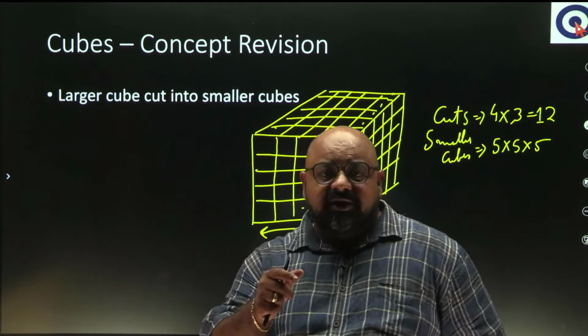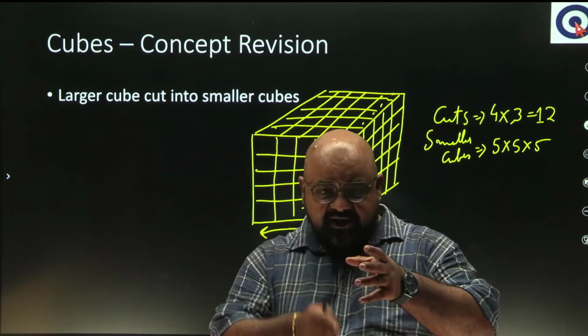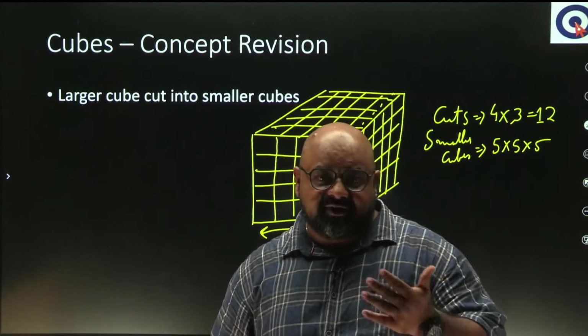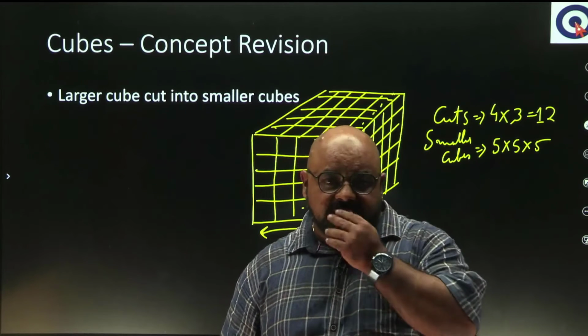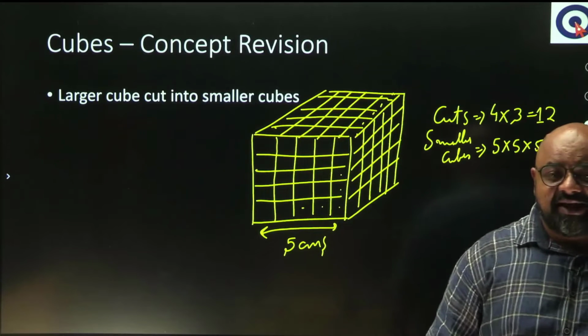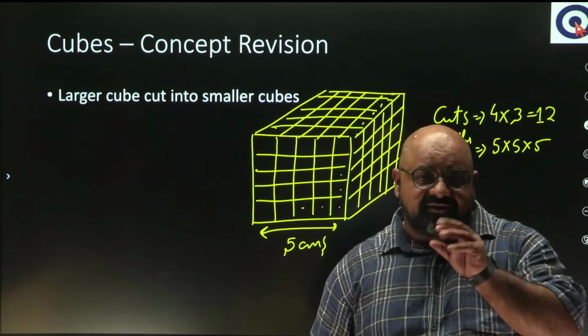Now, the smaller cubes that you get will not have color on all the faces. For example, when I cut the cube from between, the new faces that I get on the sides will not have color because I have just colored on the outside. So, what is the maximum number of faces that can be colored in a smaller cube?